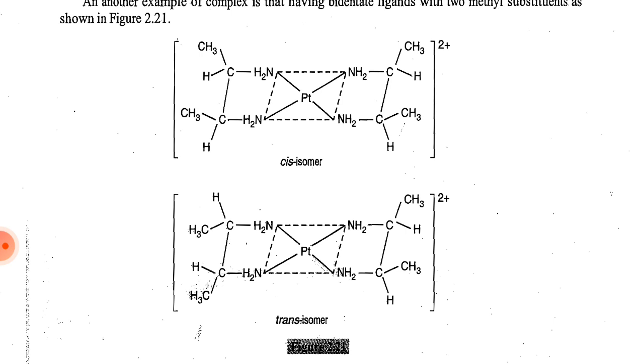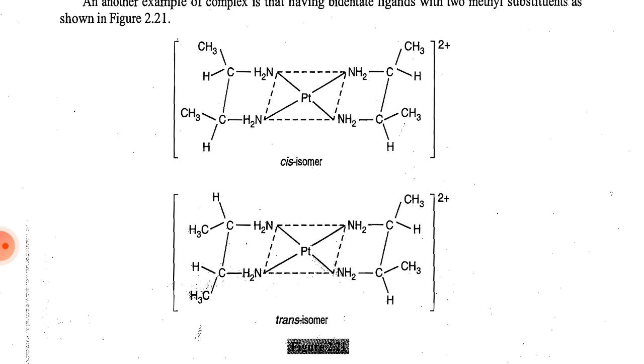Here the methyl group's position is changed now, which is bonded to the secondary carbon which is bonded to ammonia. Then here, on the other hand, the methyl group position is the same as it was, which is bonded to the secondary carbon atom and bonded to the ammonia.